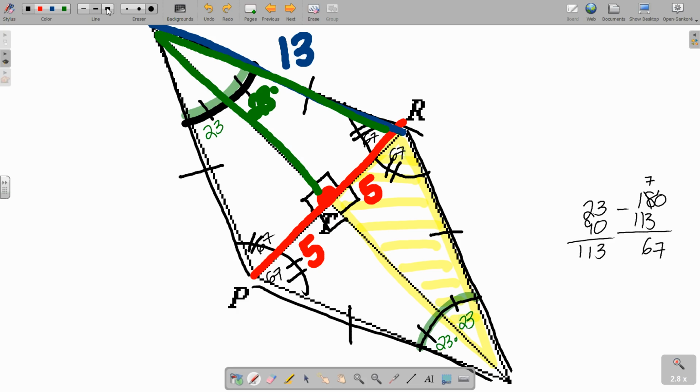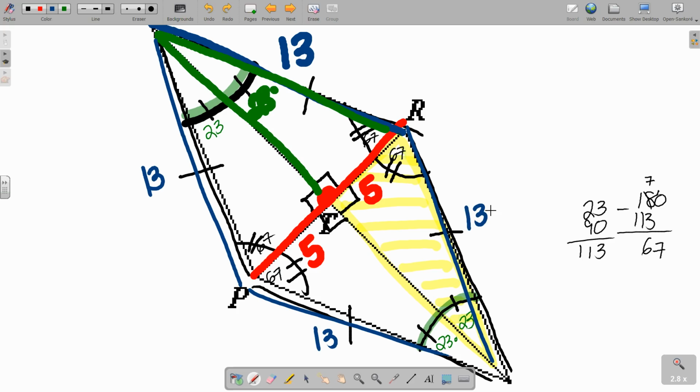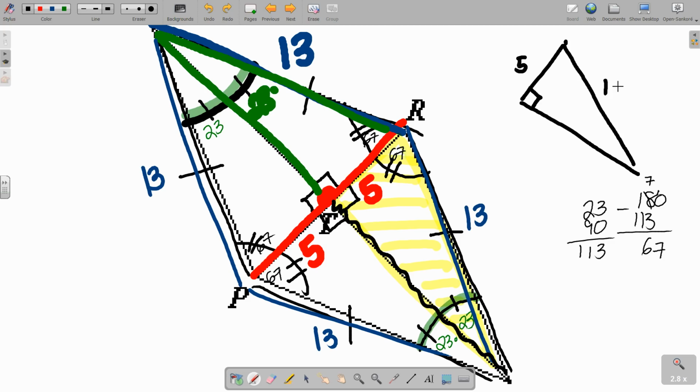Let's work on the sides now. Because one side is 13, automatically all 4 sides are going to be 13. The only thing we have yet to find is this segment right there. So let's pull this triangle out, this yellow one, so we can work with it. It makes it easier. We have 5, we have 13, we have 23 degrees, 67 degrees. We have a right angle.